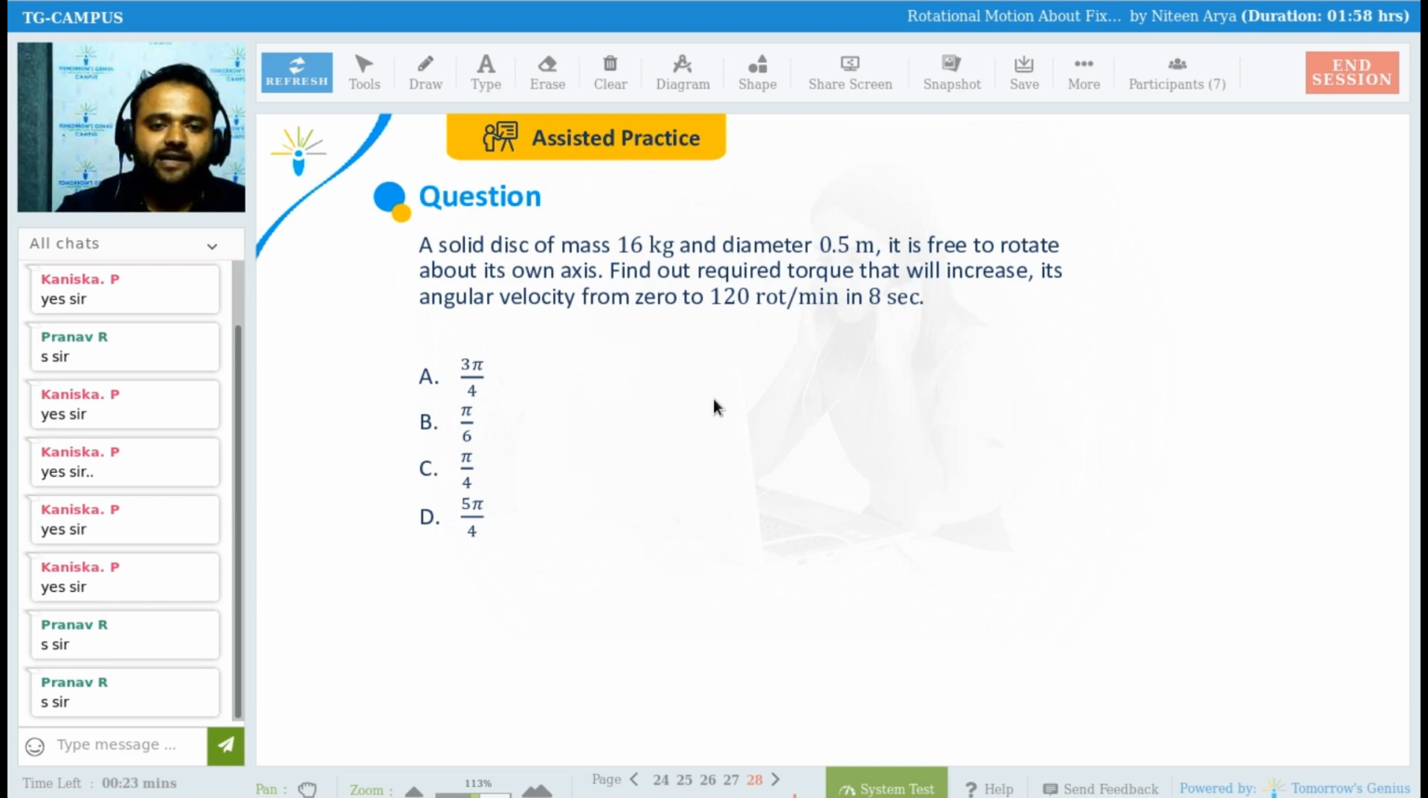A solid disk of mass m, 16 kilogram, and radius r is also given. It is free to rotate about its own axis. Find the required torque that would increase the angular velocity to 120 rotations per minute in 8 seconds. What you need to find? Required torque that will increase angular velocity. Okay, do that.